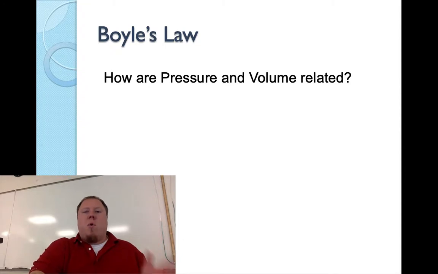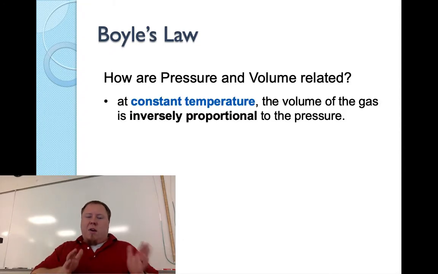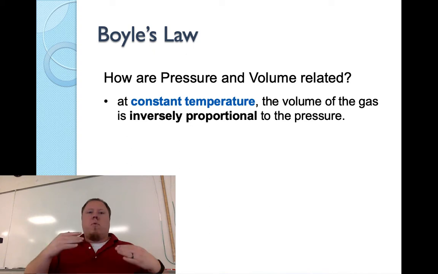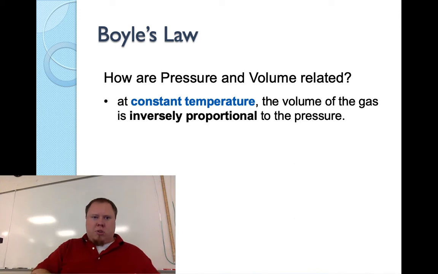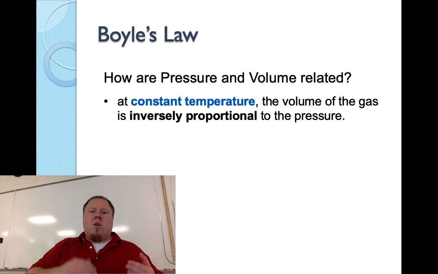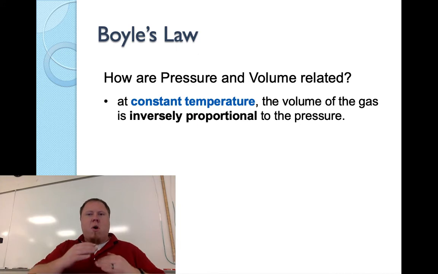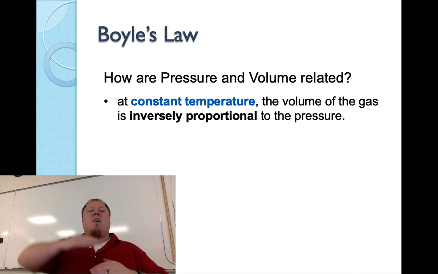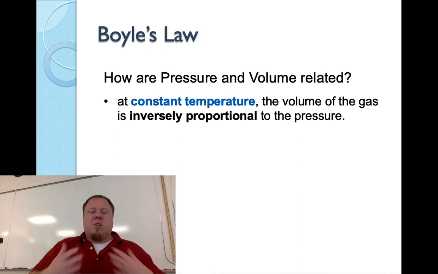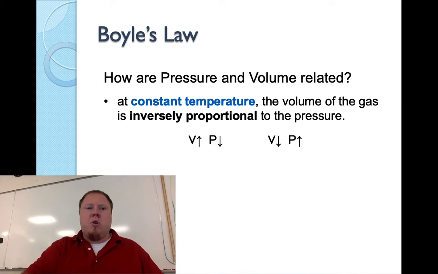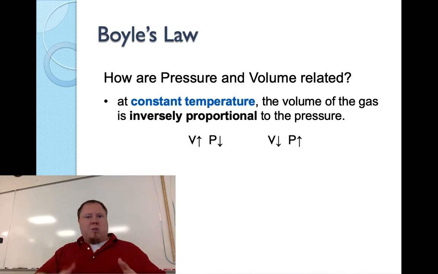Okay, so this is Boyle's law. At constant temperature, we're not going to change the temperature here, the volume of a gas is inversely proportional to the pressure. Inversely proportional means it's opposite. So if I decrease that volume, make it smaller, it's going to increase the pressure. There's going to be more collisions in there. If I increase the volume, make it bigger, there's going to be more empty space, and so the pressure is going to decrease. They're opposite each other, inversely proportional. Increased volume, decreased pressure.